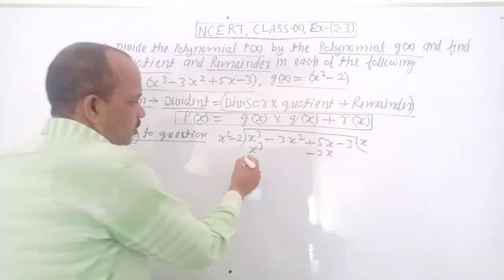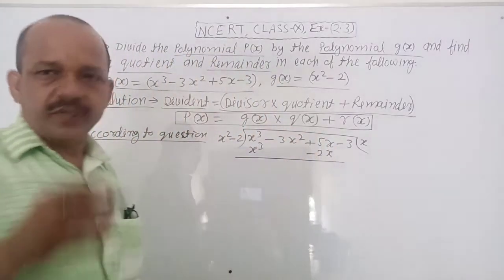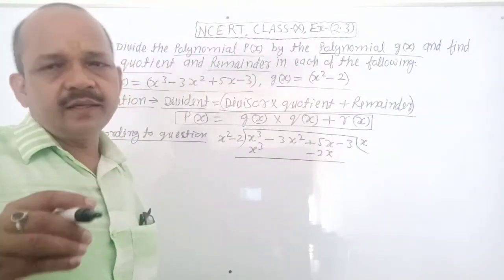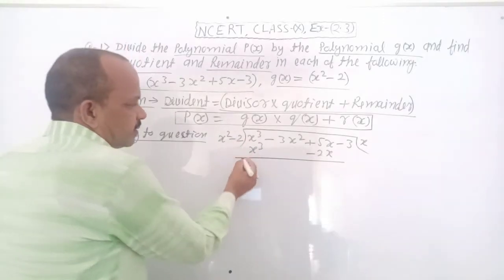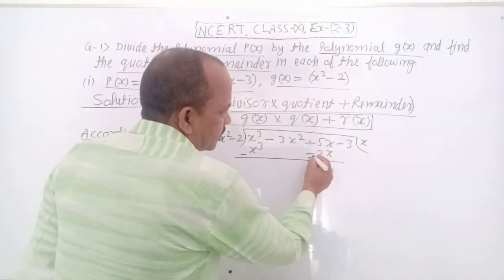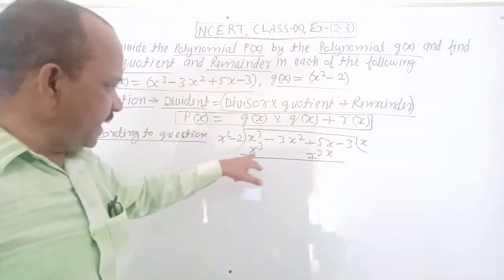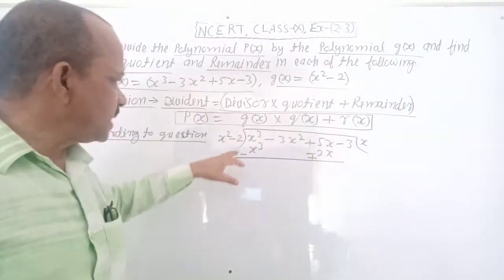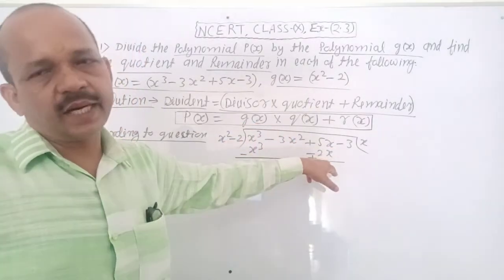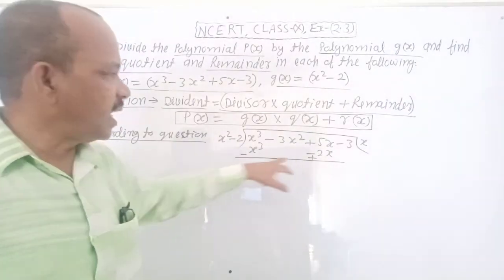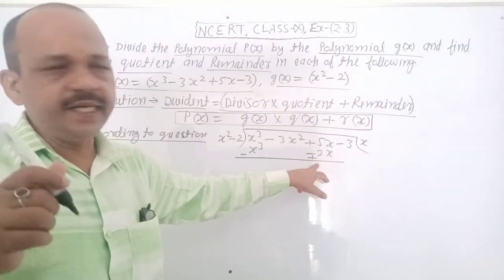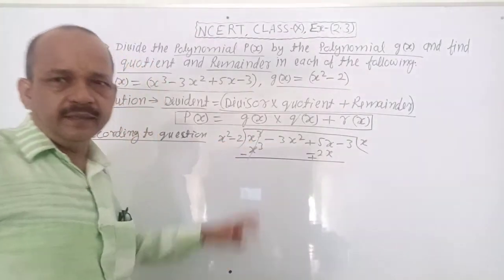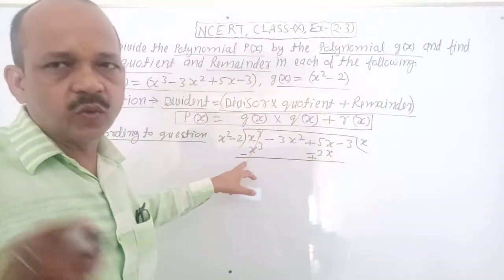Now you subtract it by changing the sign. Here minus and here plus. You subtract x cube minus 2x, so you change the sign of x cube and minus 2x. It becomes minus and plus. Here plus and here minus, you can cut it.